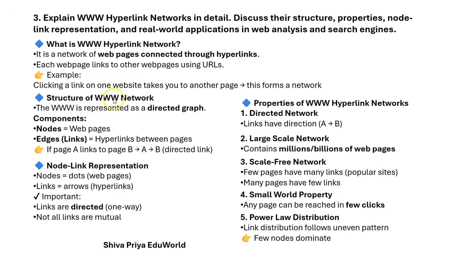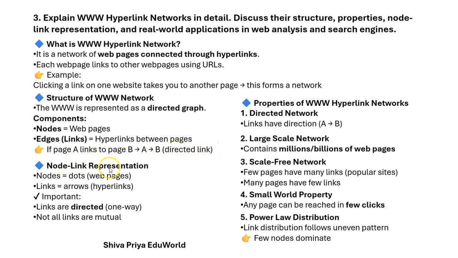Structure of www network. This represents a directed graph. Here again we have nodes. Nodes are nothing but web pages in the www hyperlink network, and edges are nothing but hyperlinks between the pages. Clear? If page A links to page B, that will be directed from page A to page B. This is a directed link. Clear?